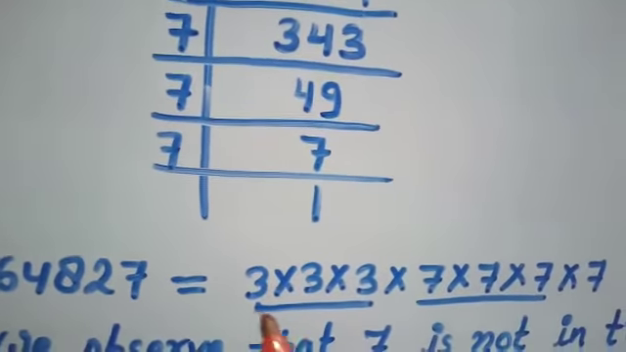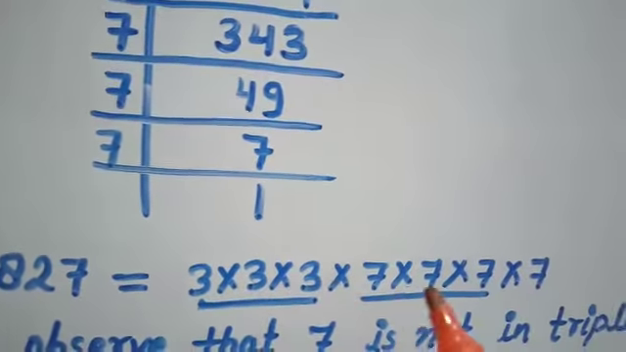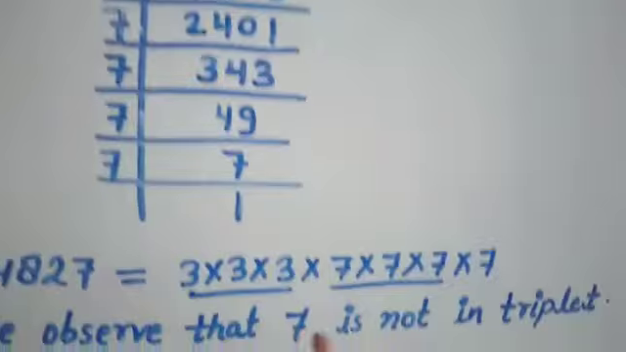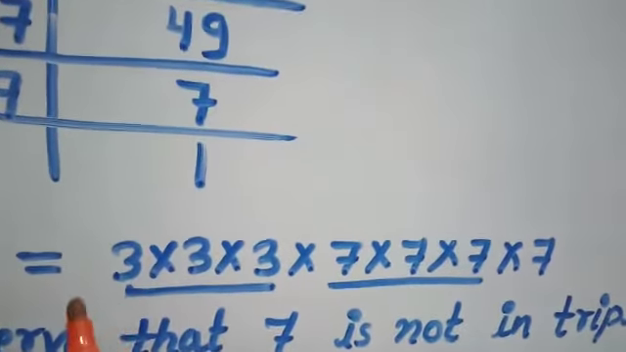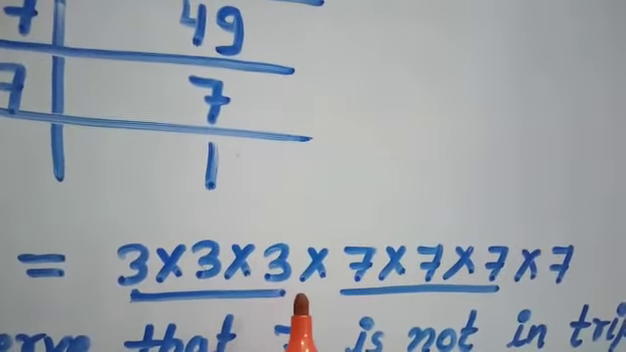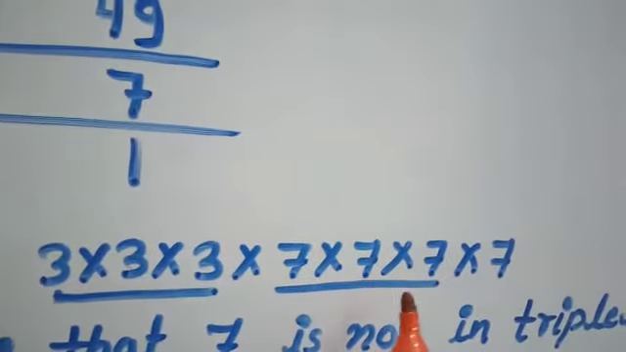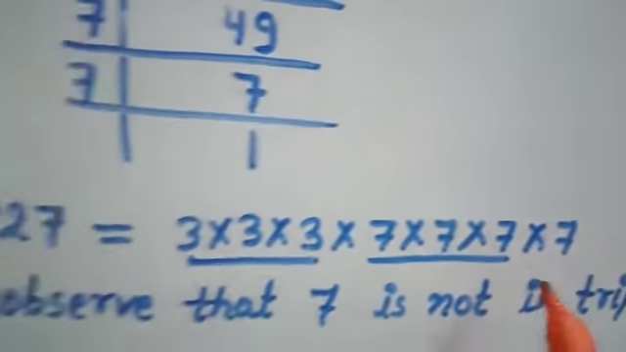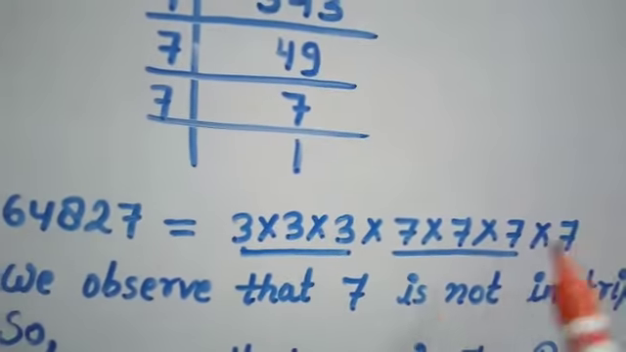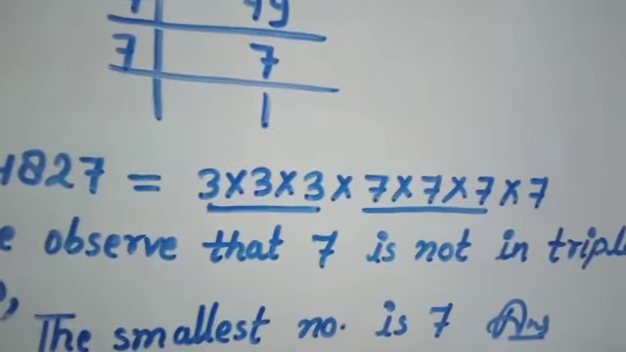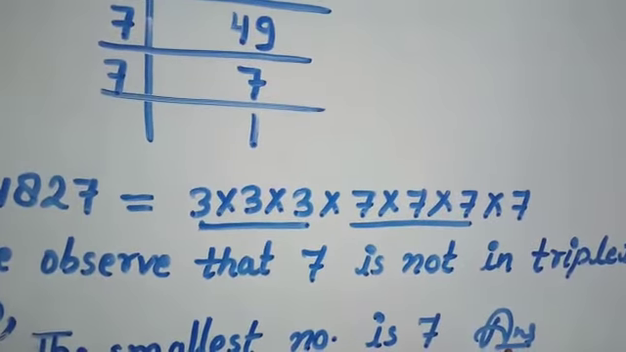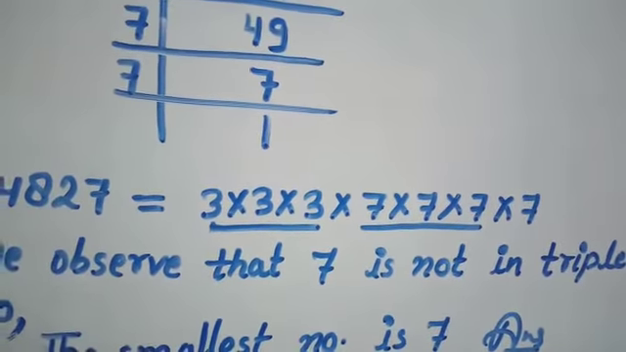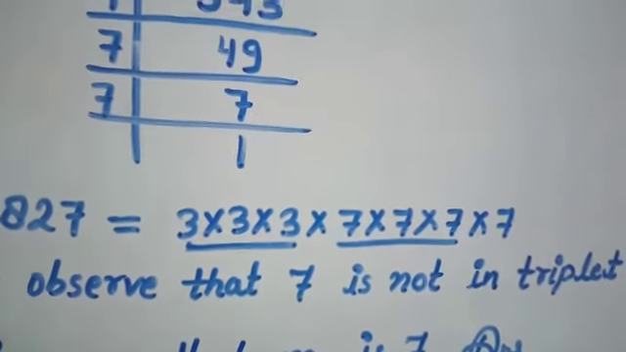So prime factors of 64,827 is equal to 3 times 3 and 4 times 7 in multiply. Now we will make triplet of 3 into 3 into 3. First triplet, and second triplet is 7 into 7 into 7. And we observe that this 7 is not in triplet. So the smallest number is 7, by which 64,827 must be multiplied to obtain a perfect cube.